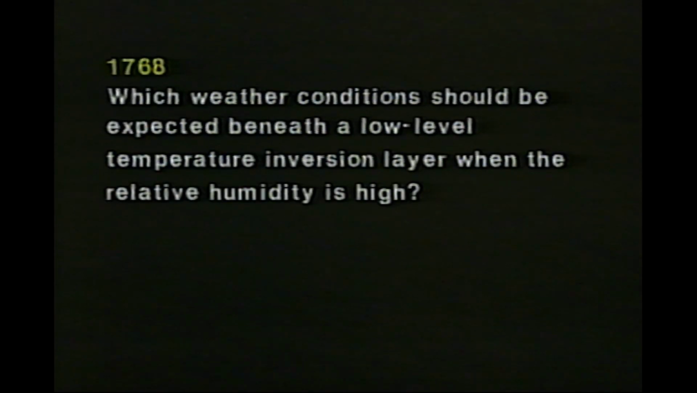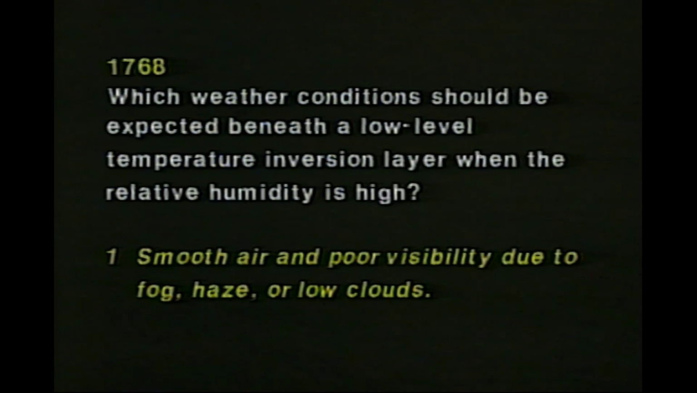Question 768. Which weather conditions should be expected beneath a low-level temperature inversion layer when the relative humidity is high? Well, the inversion is going to trap any impurities, smoke or haze within, just as if you put a lid over a boiling pot. So it's answer 1, smooth air and poor visibility due to fog, haze, or low clouds. This is the kind of conditions we get in Denver, Colorado, and Los Angeles. Wherever there's a valley, this is real common. It traps all the pollutants and the smog, and humidity is what really makes it up. It gives you that condensation nuclei for the stuff to attach to.